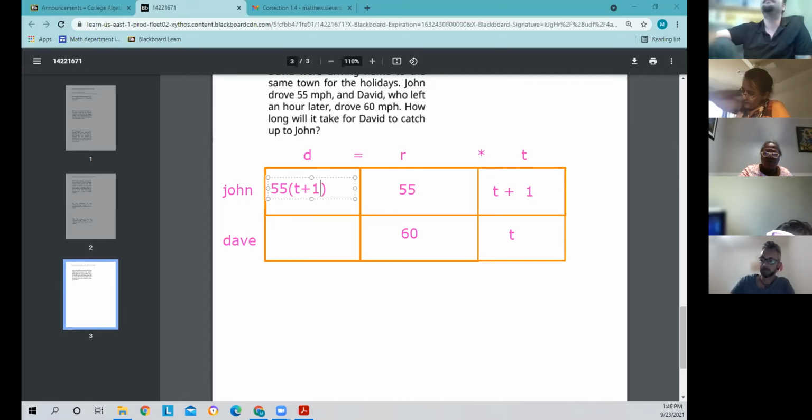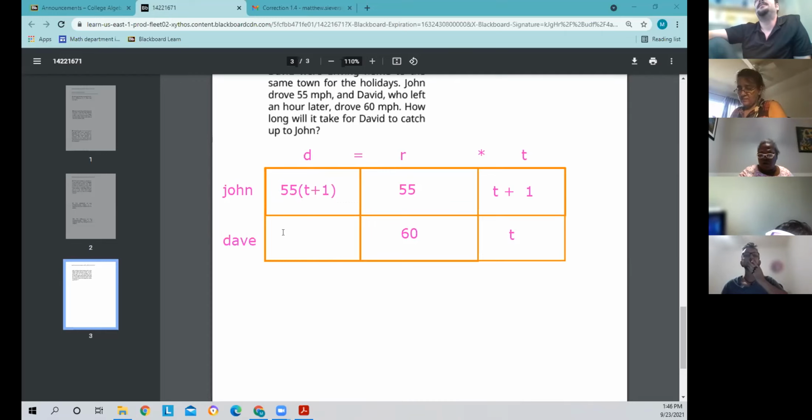55 times t plus one. That's exactly it. We're just multiplying these two things together. There's some distribution to do in there, but I'm just going to write it out in the step. What about this one? Can we figure out what the distance David drove would be? 60 times t. And I think if you reverse them, you get numbers that don't make sense, like negatives or something.